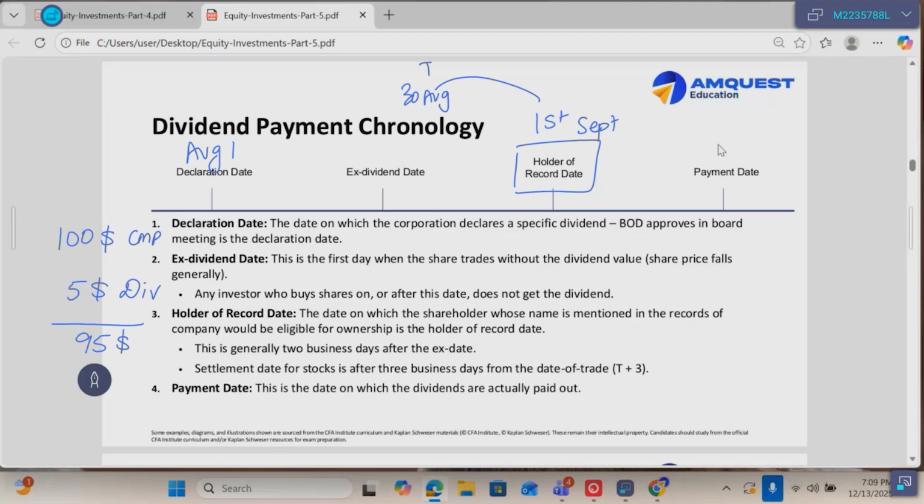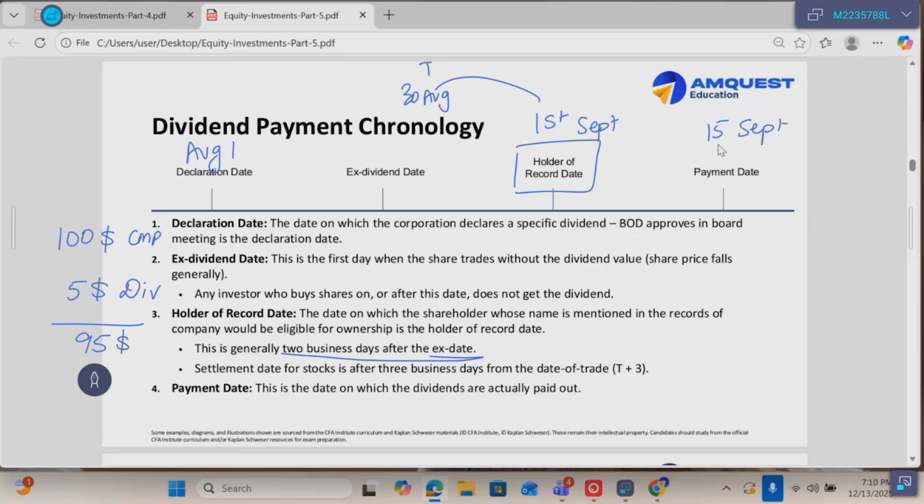So what you have to understand is the ex date is 2 business days before the record date, or we can say that the record date is 2 business days after the ex date. Then the payment date is the ultimate date when you are going to receive the dividend. So let's say the payment date is 15th of September. So in your bank account, you will get the dividend on 15th of September.